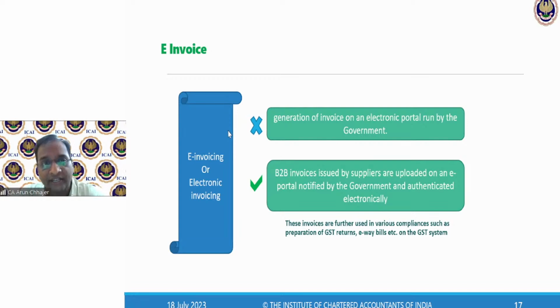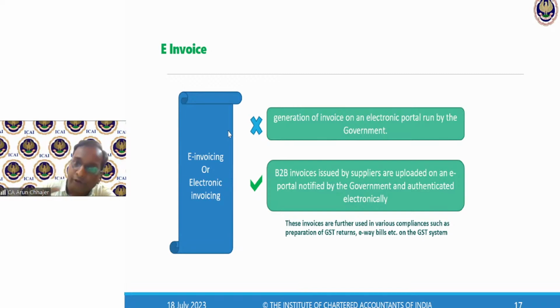And once you upload the details in the e-invoice portal, two things will come. One is the IRN, one is the QR code. That you have to affix on your invoice. The QR code and the IRN number that come, IRN, Invoice Registration Number, and the QR code, you have to affix on your invoice, and that invoice will be called an e-invoice.